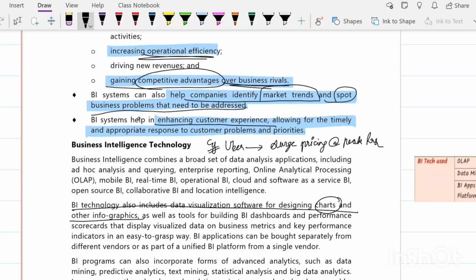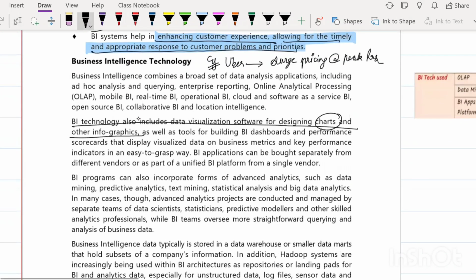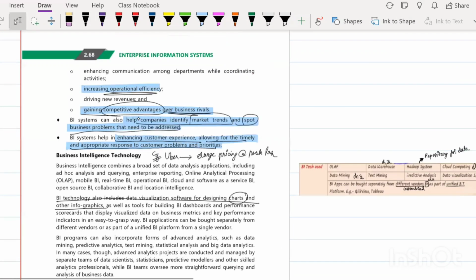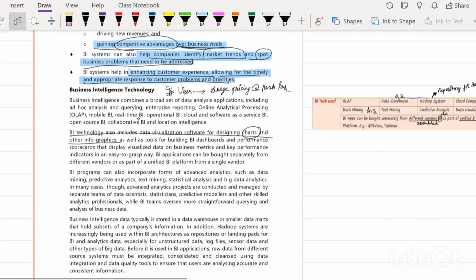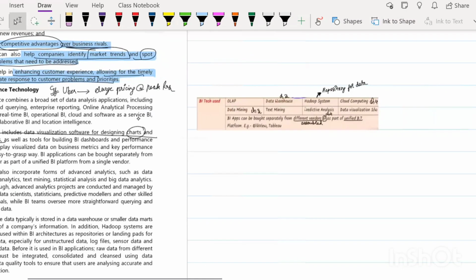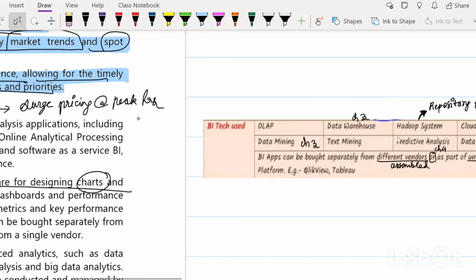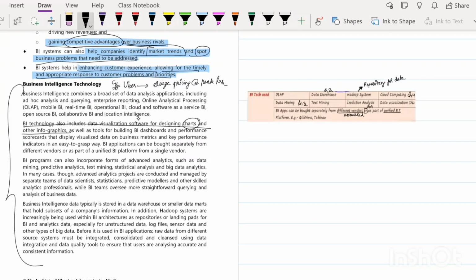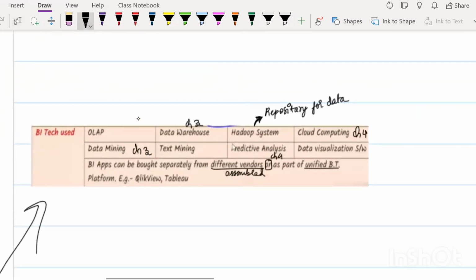Next is it will help you enhance the customer experience. I already told you using the recommendation that it is going to give, allowing the timely and appropriate response to customer problems and priorities. Okay, fine. Next is business intelligence technology. Now, what is the technology that is being used behind this business intelligence? So until now, we understood what is business intelligence. Now we are going to understand what is the technology that is being used behind it. Okay. Suppose now, for example, first we'll see the technology. So these are the technologies here in this whole para. This is what they have explained, and here is just a summary of it.